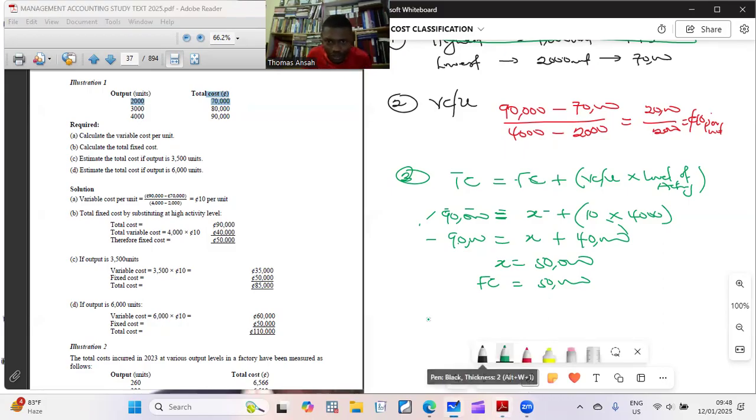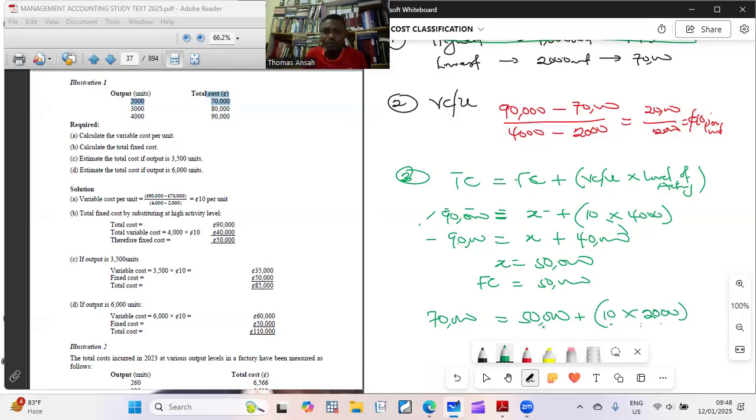So let's practice something small. 70,000 will be equal to 50,000. It is fixed regardless of the level. It is fixed. Plus, we know variable cost per unit is 10, and the level of activity is 2,000. So if you multiply this, it's 20,000 plus this, you will get this. So whichever one that you use, you can use to substitute the other. So really nothing different. All right.